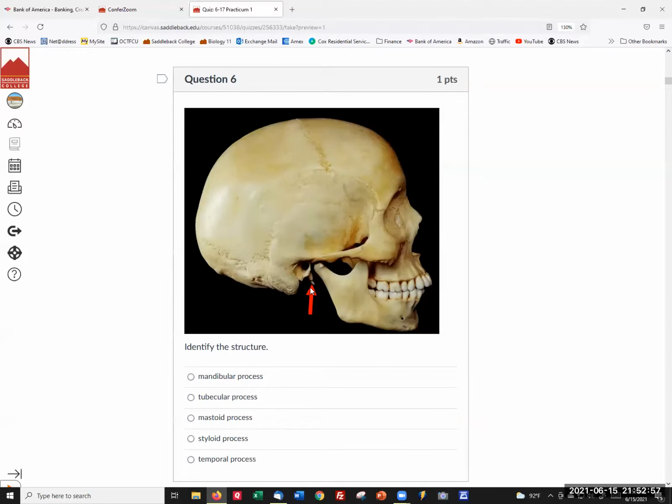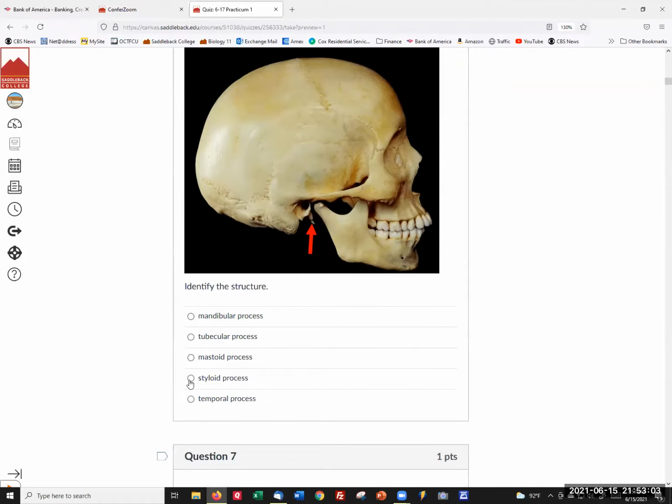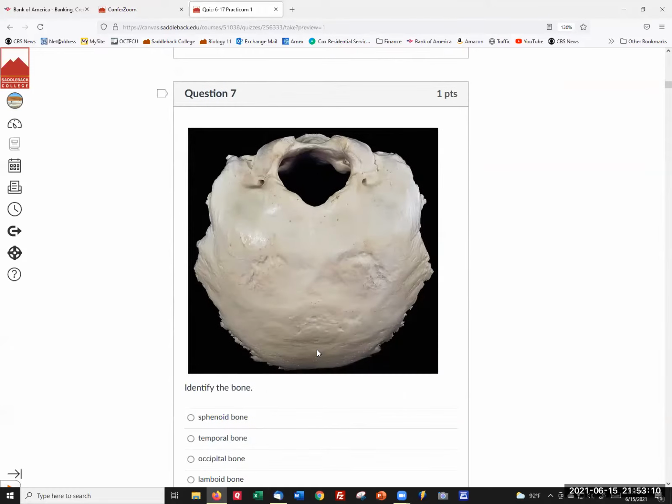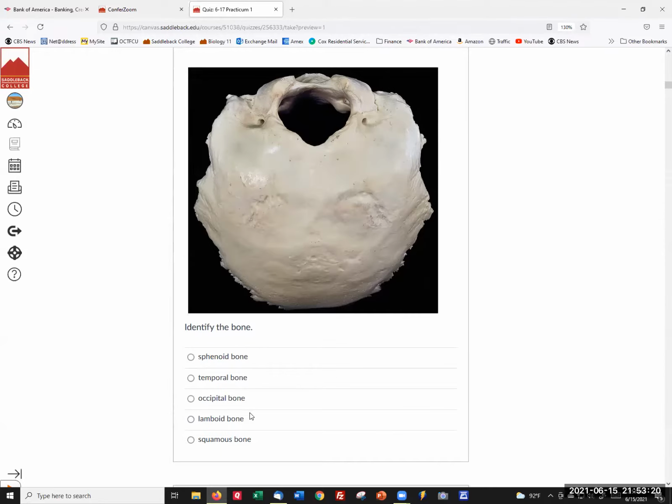What's this sharp, tooth-like extension? Styloid process. This one wants you just to name the bone. It's upside down. Occipital bone? Occipital bone would be correct.